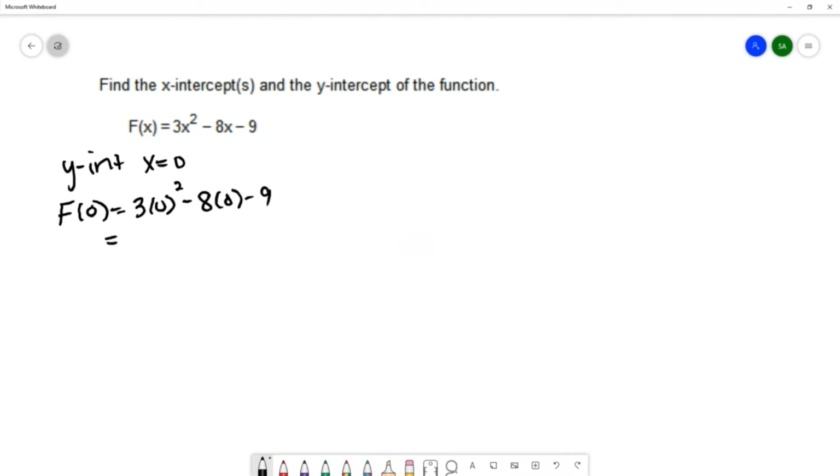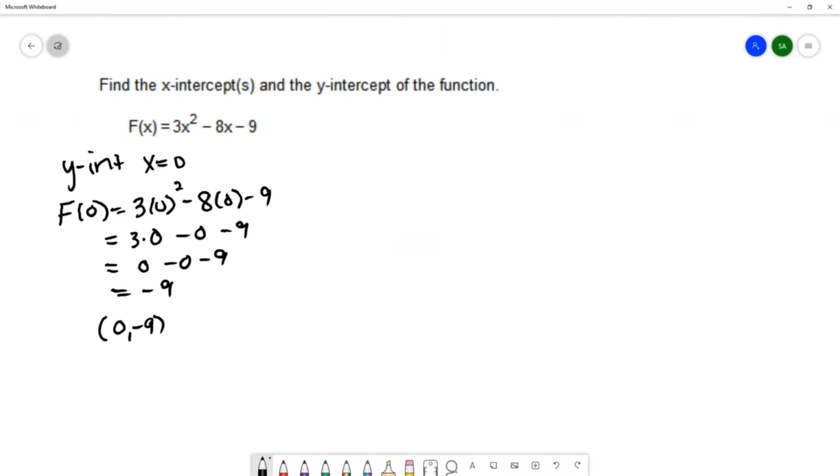We'll follow order of operations. 0 squared is 0, and then multiply by 3. 8 times 0 is 0. 3 times 0 is 0. And we get negative 9. So we have a y-intercept of negative 9.